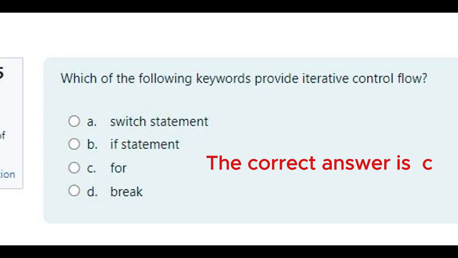Why not the other options? A. Switch statement. This is a selection control flow statement that chooses one path from multiple alternatives based on a value, not iterative. B. If statement. This is a conditional control flow statement that executes code based on a Boolean condition, not iterative. D. Break. This is a jump statement used to exit loops or switch statements, but it doesn't create iteration itself. Other iterative control flow keywords in programming languages include while, do while, for each in some languages. The for loop is specifically designed for iteration, making it the clear choice for providing iterative control flow.